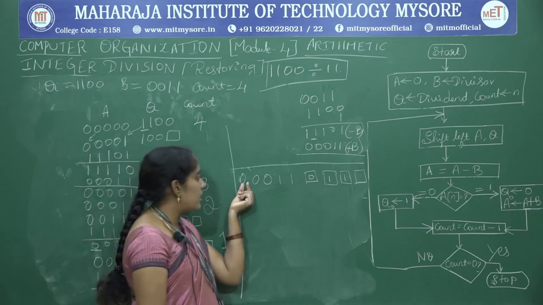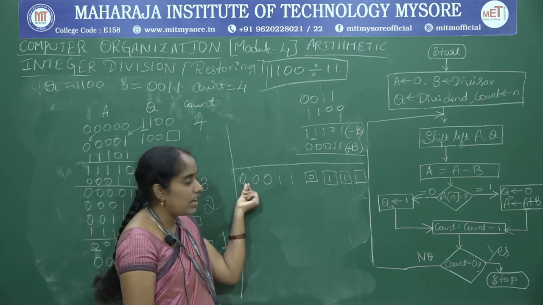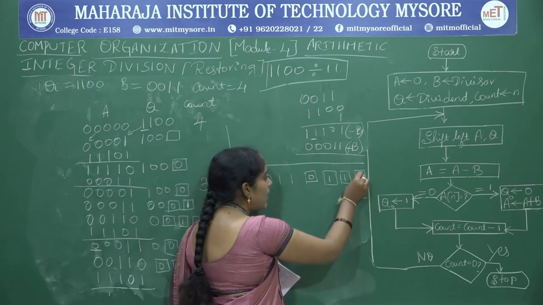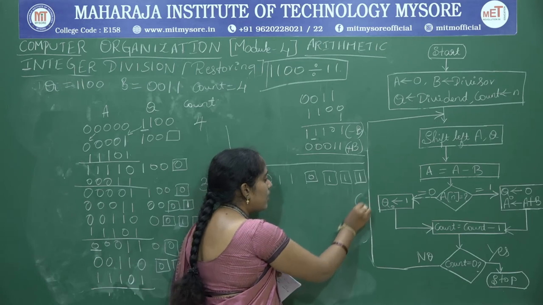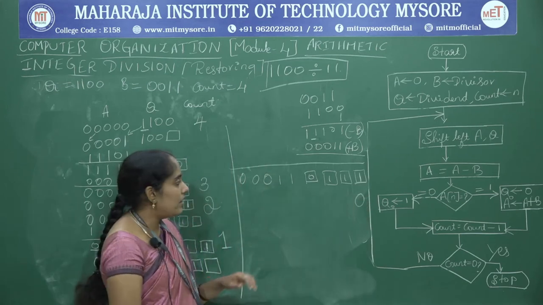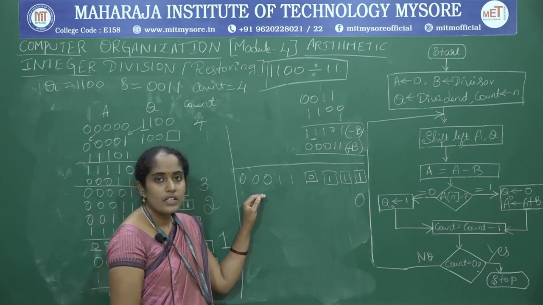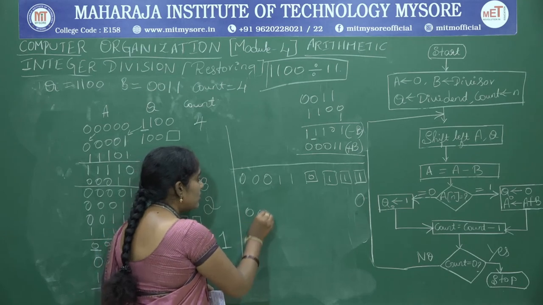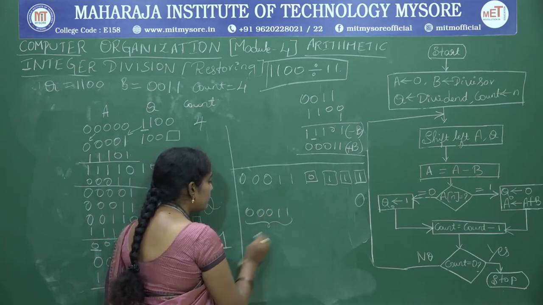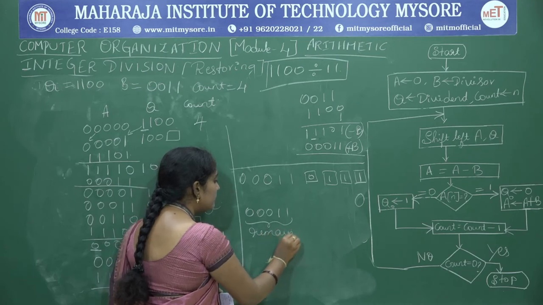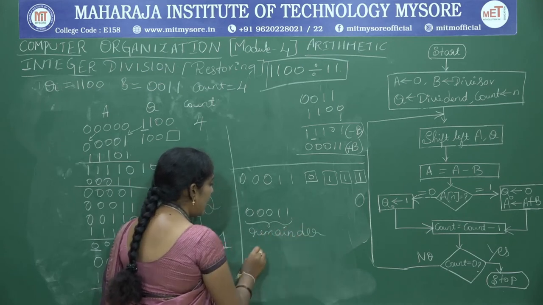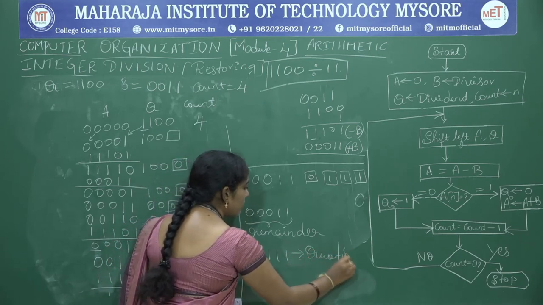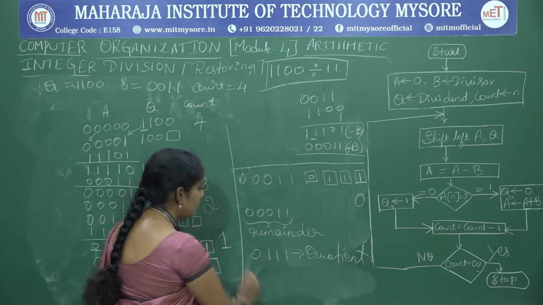So again here you need to check the A of n value. So it is 0, then you need to set this Q0 value to 1 and decrement the count value. Now count value it will reach a 0, so once the count value it will reach a 0, then stop the process. So 0 0 0 1 1 is the remainder and 0 1 1 1 is the quotient. Okay, this is the answer.